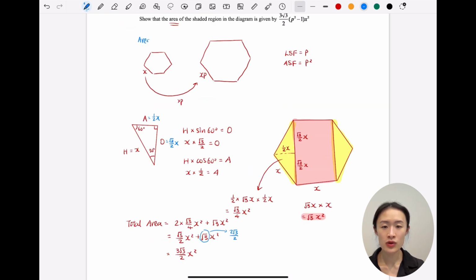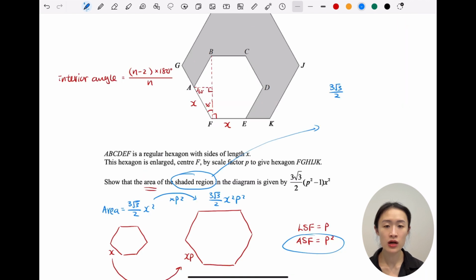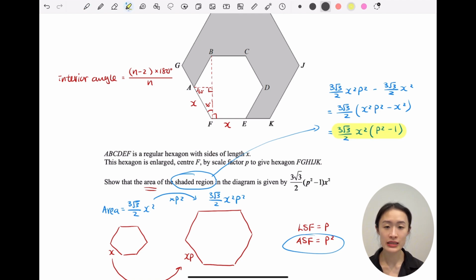The area of the smaller hexagon we have worked out is 3 root 3 over 2 x squared. And then the area scale factor is p squared. Therefore, the area of the larger hexagon is going to be 3 root 3 over 2 x squared p squared. But we haven't finished because we need to work out the shaded area. So to work out that, we need to do the area of the large hexagon, take away the area of the smaller hexagon, and then we need to factorize out the common factors, which is 3 root 3 over 2 x squared, and in the bracket we'll have p squared subtract 1, and that is the same as our final answer given in the question.